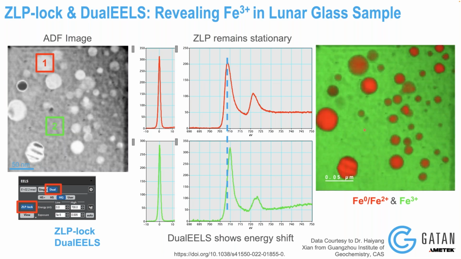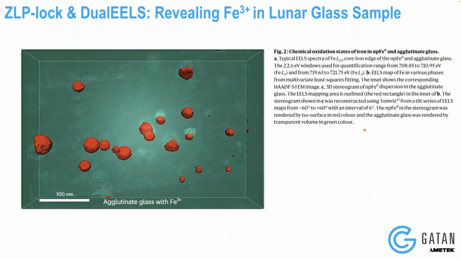What's really impressive with this experiment is they actually did tomography, EELS tomography. They did a full tilt series from minus 60 degrees to plus 60 degrees with an interval of 6 degrees tilt. And here, we can think that the relative thickness of this sample is going to change with tilt angle. So it's really important here that we have thickness correction applied, and you can do something quite fancy like this, where we get this nice 3D reconstruction of these iron 3 rich inclusions in this glass matrix.